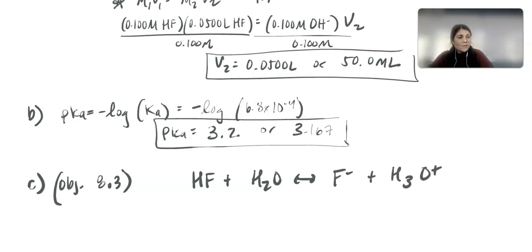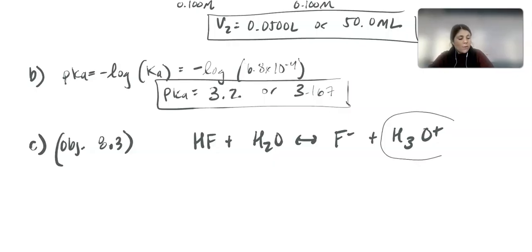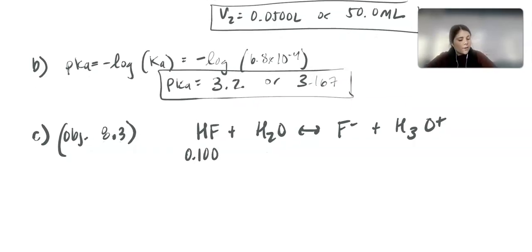So let's fill out an ice table, because if we want a pH, we need to know the hydronium. But the hydronium isn't going to be a 1-to-1 ratio with the concentration of HF, which we know is 0.100 molar, because HF does not dissociate 100%, it'll be less than that. So using the Ka, we can, in an ice table, figure out hydronium.